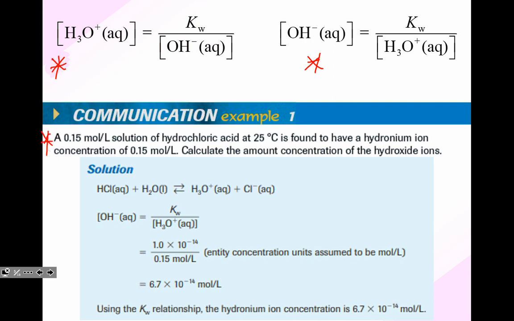A 0.15 mole per liter solution of hydrochloric acid at 25 degrees Celsius at SATP is found to have a hydronium ion concentration of 0.15 moles per liter. Calculate the amount concentration of hydroxide ions. Okay, cool. How do we do that? This is what we're looking at.